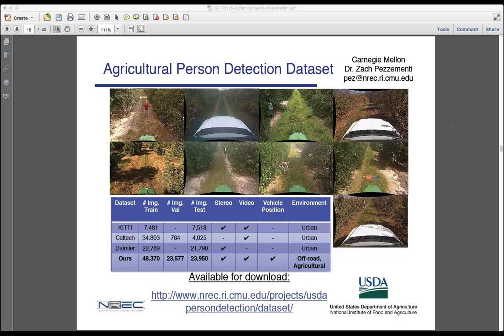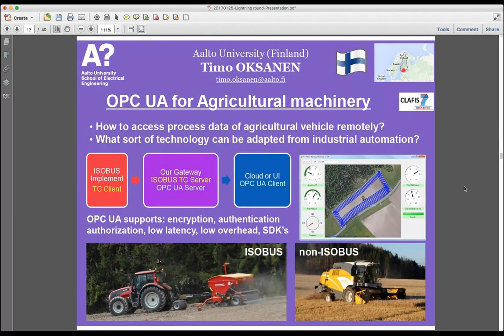So if I may remind people of the importance of this data set, it is the data set that was financed or funded by the U.S. Department of Agriculture, and it's available for download, and it's a very, very valuable data set for anyone working in agricultural robotics. So thank you, Zach, for making that available. So let's move on to Timo.